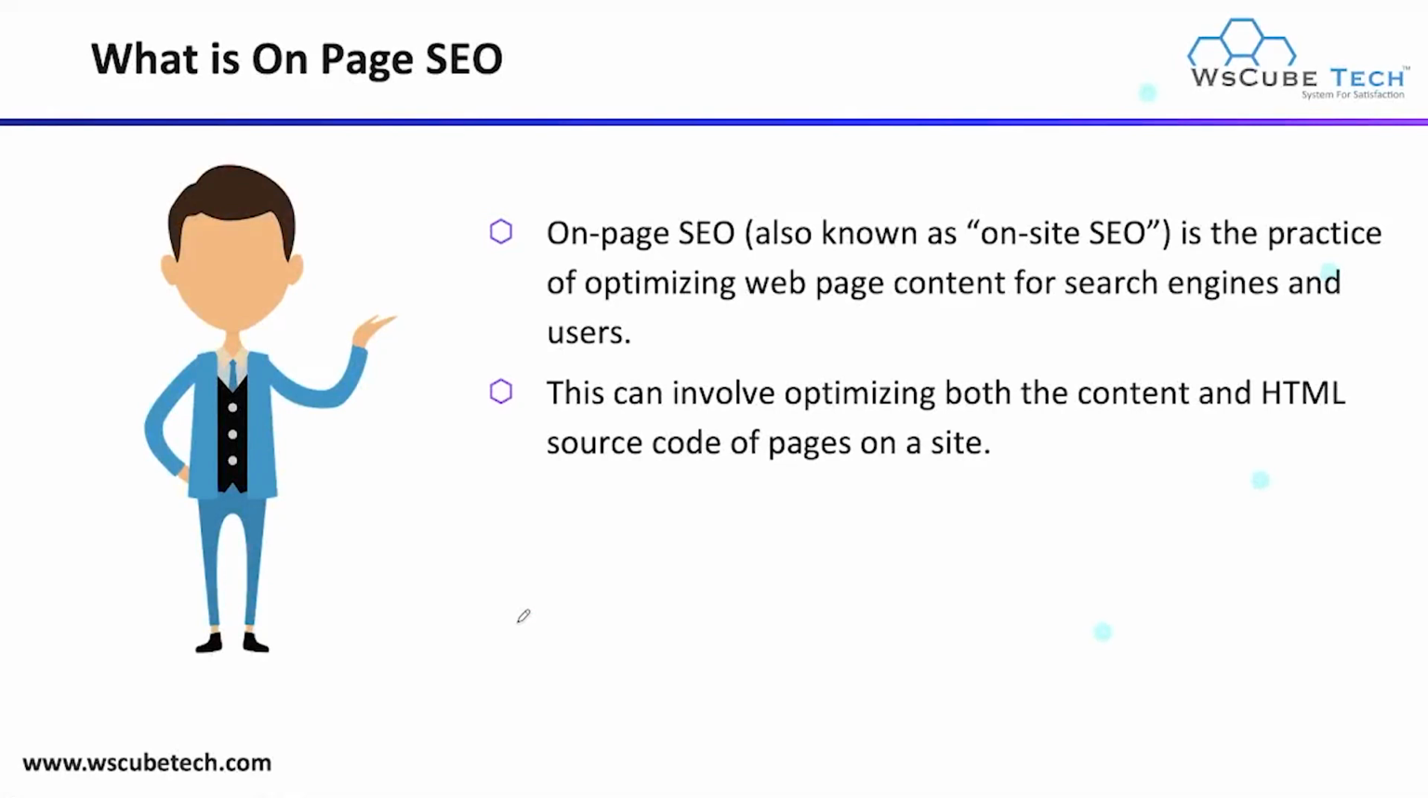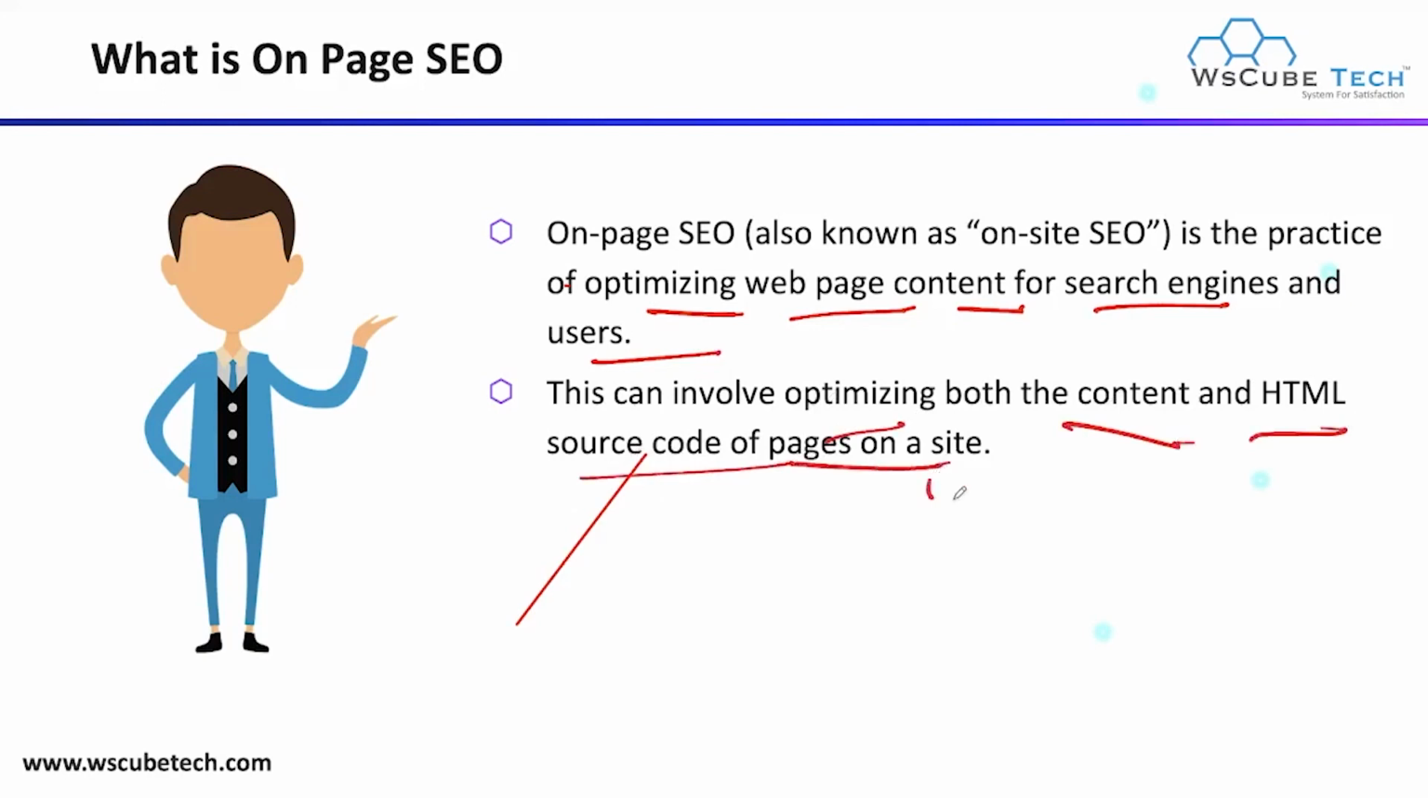So on-page SEO, which is also known as on-site SEO, is the practice of optimizing web page content for search engines and users. This can involve optimizing both the content and the HTML source code of the pages on your site. So this is basically what on-page SEO is.